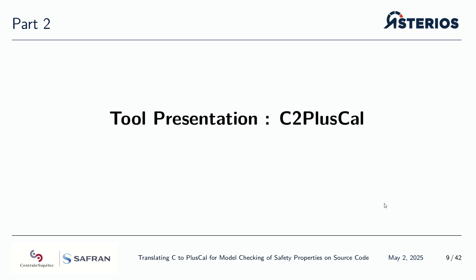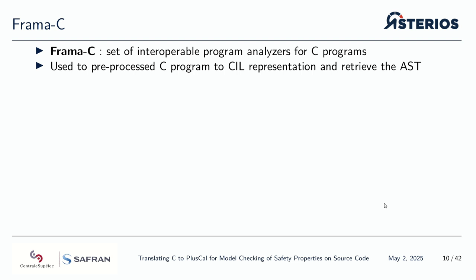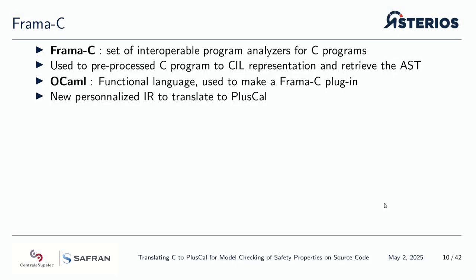The tool is called C2PlusCal. To write it, we used Frama-C. Frama-C is a set of interoperable programs to analyze C programs. It is used to preprocess a C program to a CIL representation and retrieve the AST. I will present later what the CIL representation is and how it can help us achieve what we want. Frama-C is written in OCaml, a functional language, which is used to make the plugin that we want.